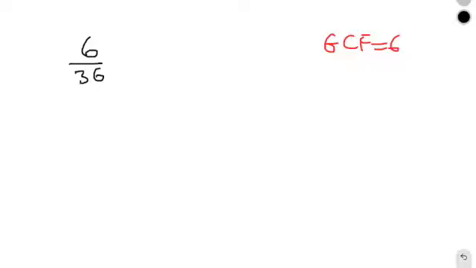Okay, so here's what we do. Now we ask the question. We say that this 6 divided by the greatest common factor that we found, which is equal to 6, okay? So we say that 6 divided by the greatest common factor of 6. 6 divided by 6 is equal to 1, okay?